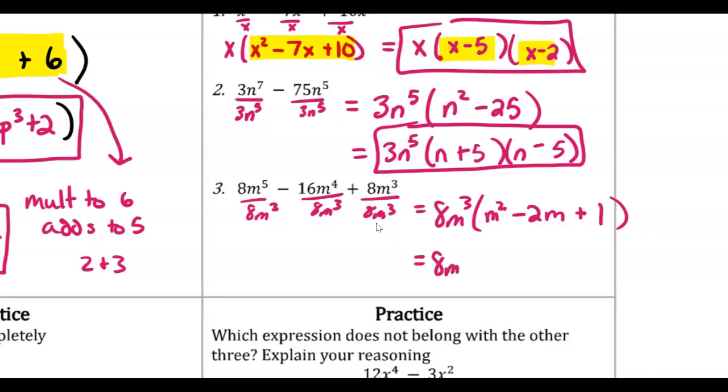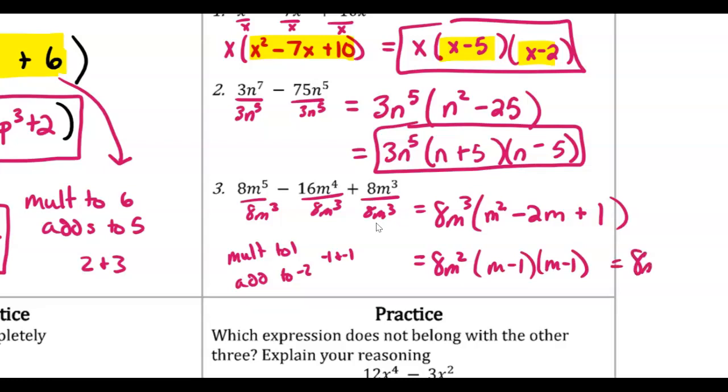So that looks like that will factor easily. What multiplies to 1 and adds to -2 is -1 and -1. So it's m minus 1 times m minus 1. And we want to write that, instead of m minus 1 times m minus 1, as m minus 1 squared. That's really the better way to write that.